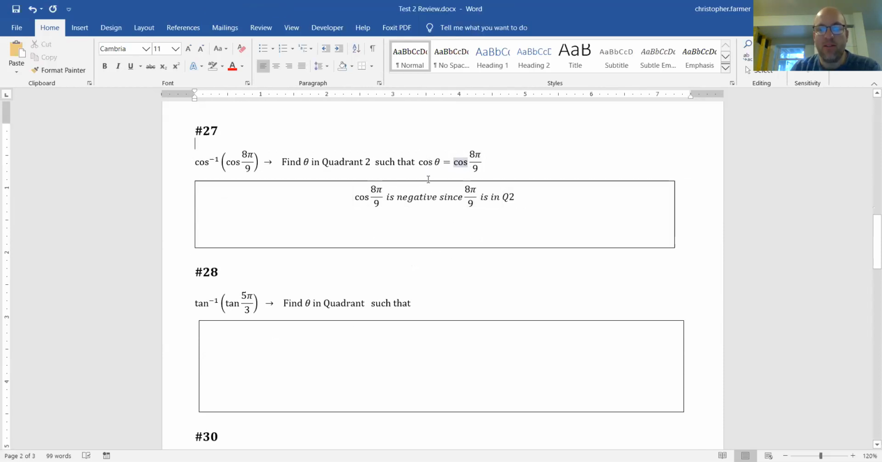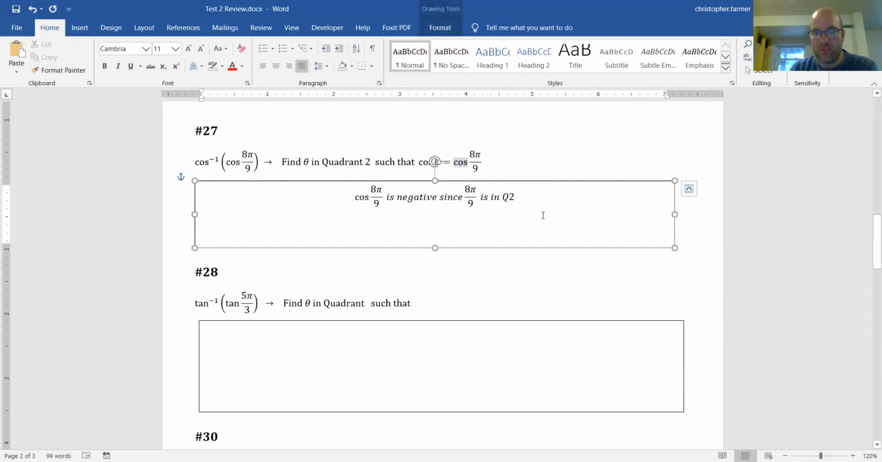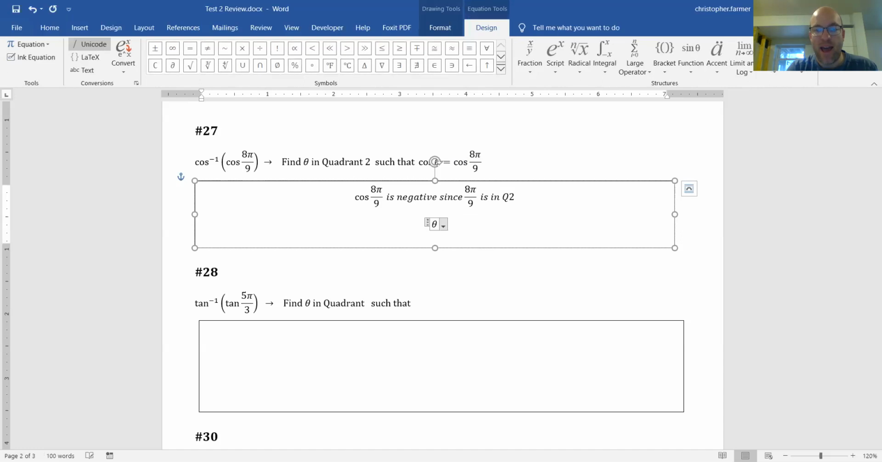Okay, so we're looking at this and saying, I'm looking for the angle in quadrant 2, so that cosine of theta is equal to cosine of 8 pi over 9. But we just got done below here saying that 8 pi over 9 is in quadrant 2. And so, of course, if I replace theta with 8 pi over 9, I'm going to get a relationship that's 100% equal here. So there's not really anything else to write here. I guess I'll make it as clear as I can. But theta has to be equal to 8 pi over 9.